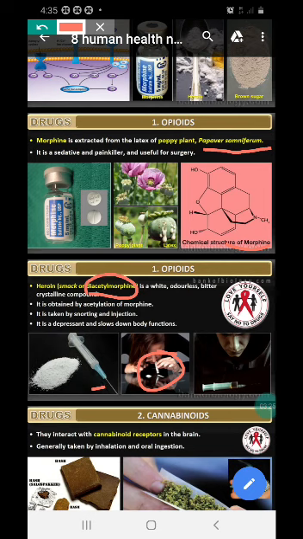Okay, now the second type we are going to see is the cannabinoids. These interact with the cannabinoid receptors. So they react with certain receptors which are present in our body. There are cannabinoid receptors in the brain. And they are usually taken by inhalation and also by oral ingestion.